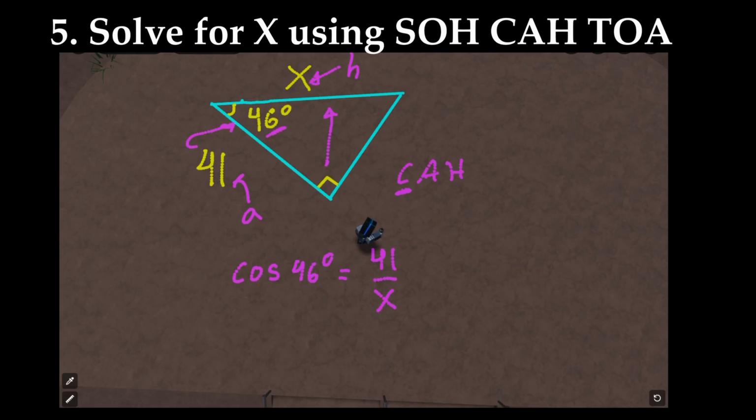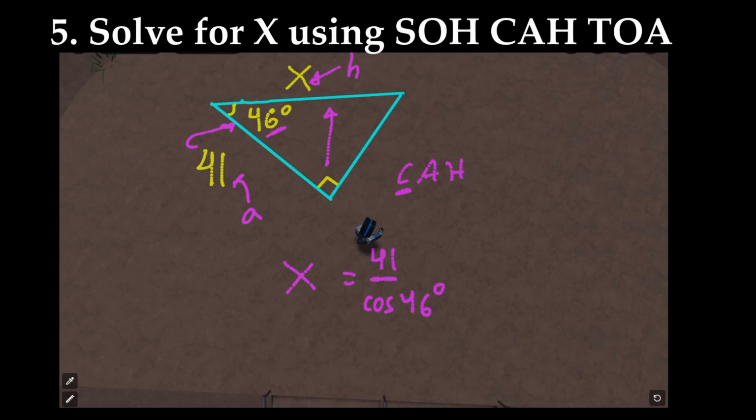Now I'm going to show you a faster way to solve this equation. If you ever have that something is equal to a fraction, you can flip that something with the denominator really quickly. So what I'm going to do is I'm just going to flip cosine 46 and x, and I promise you can do this. So now we'll just have that x is equal to 41 divided by cosine of 46.